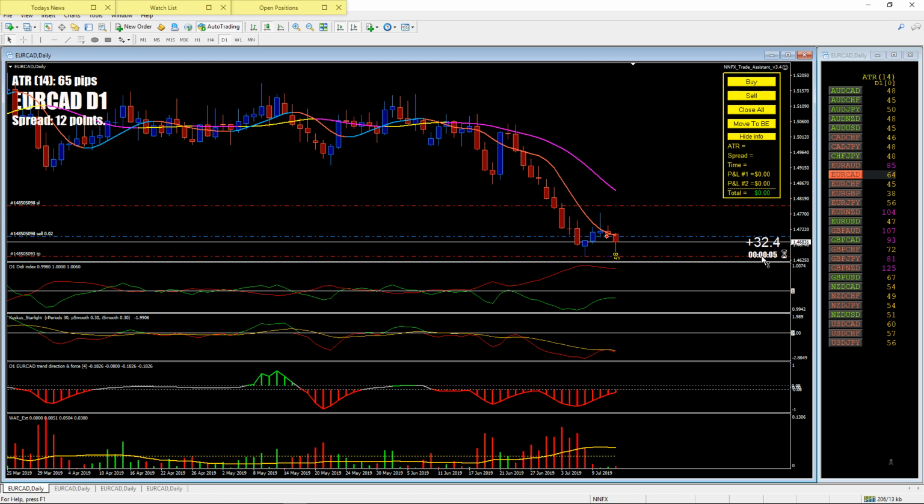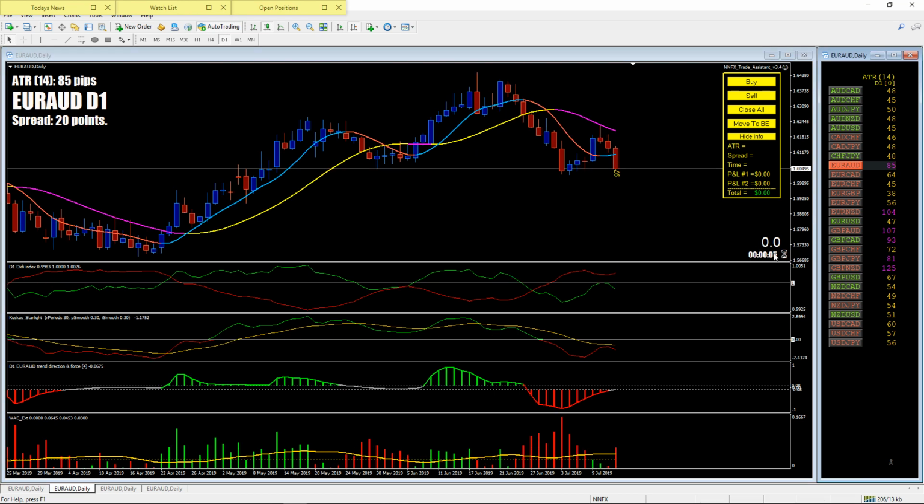Also, I have a countdown timer here. Again, it's not required. Tells me how much time's left remaining on the current candle. The No Nonsense Forex Trade Assistant will also tell you that here. So I just like a bit of visual stuff on my screen.